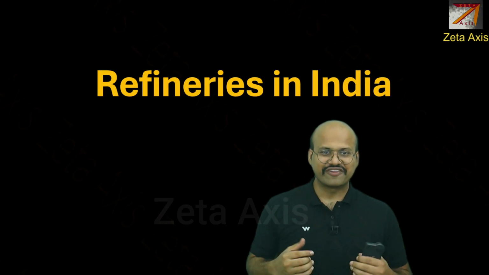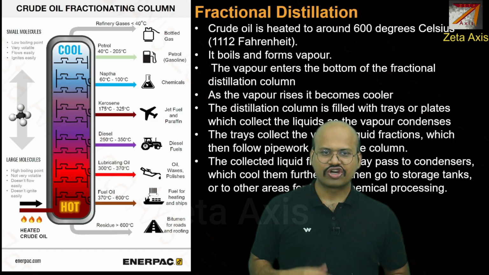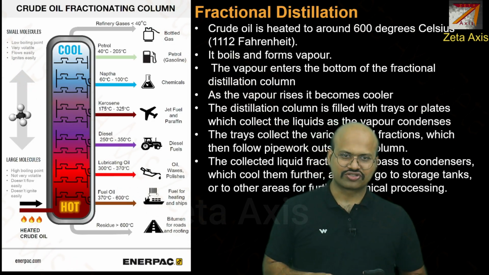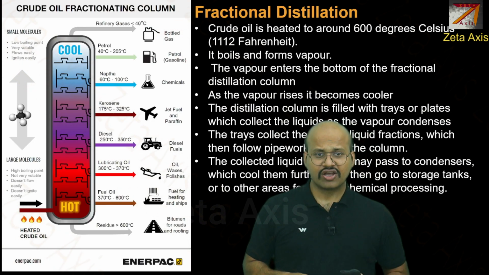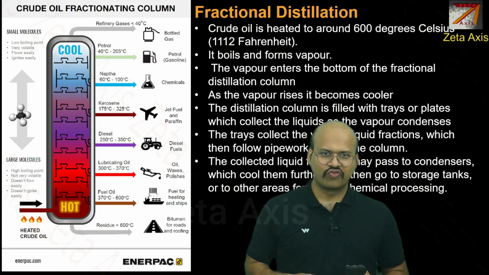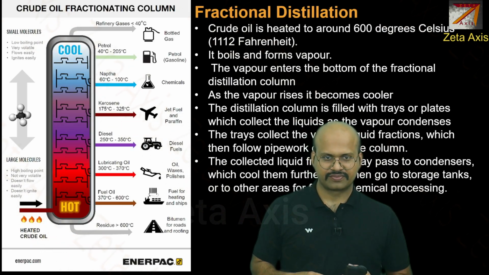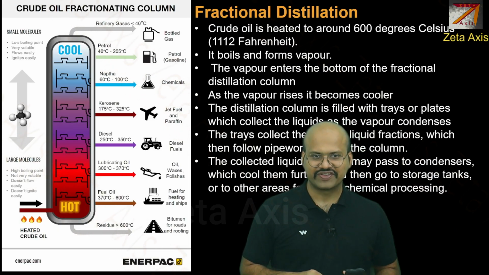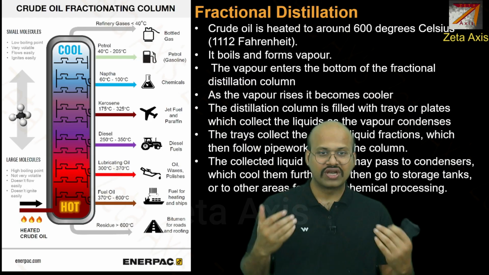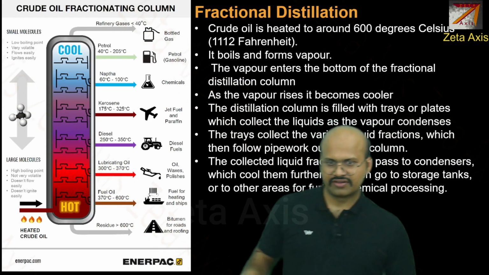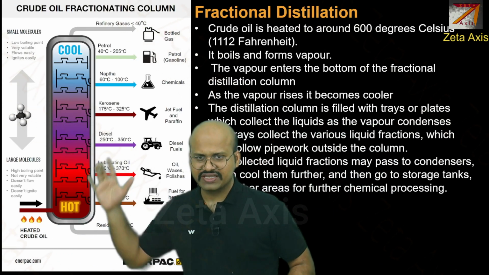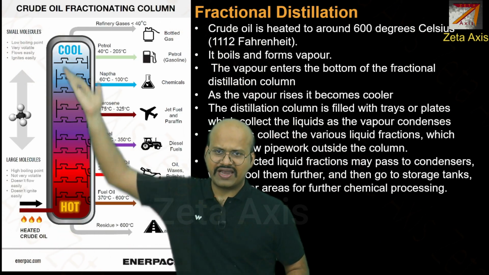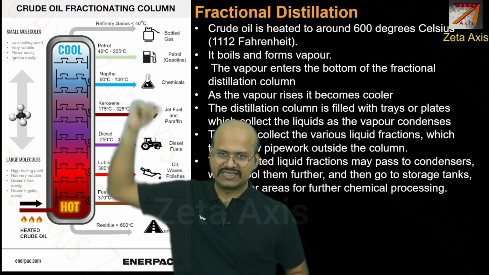Now let's see refineries in India and try to understand how refineries work. Crude oil is refined through a process called fractional distillation. Crude oil has several elements mixed together. Each of these has a different liquefying temperature, that is, the temperature at which it converts from gas to liquid. The crude oil is input in this tower-like structure, and at the bottom the temperature is higher, and as we go up the temperature slowly decreases.